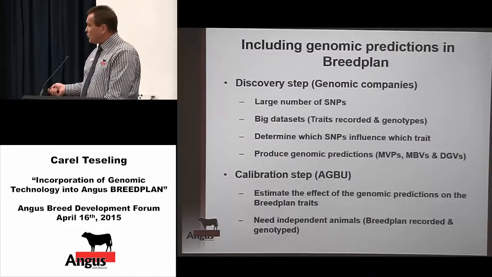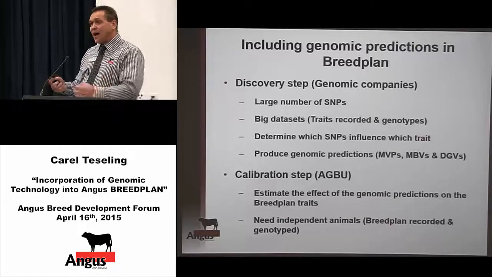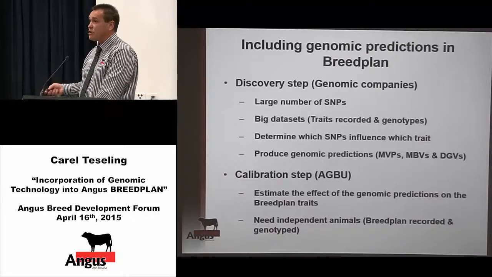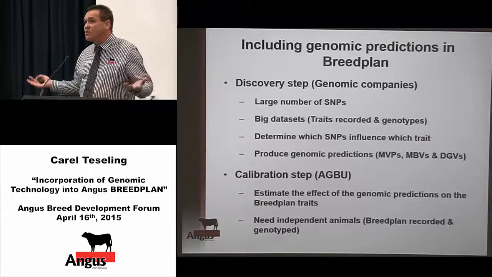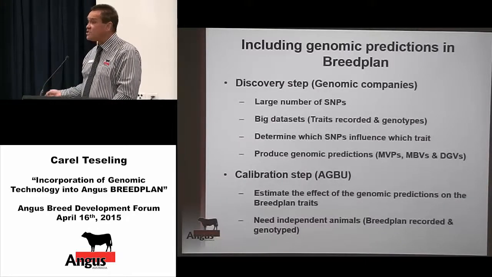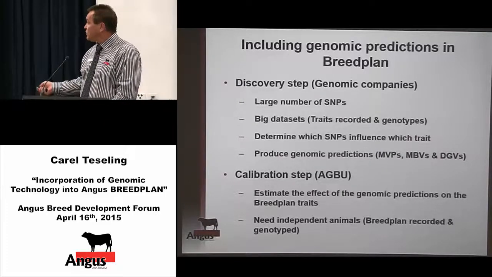But to do that, they also need independent animals. They need animals that have not been used in this discovery step, because if you use those same animals, you'll come up with the same answer as what the genomic companies have done. That's a challenge. Finding animals that are totally independent is one of our big challenges. That is where the sire benchmarking program is certainly helping us and will continue to help us in this step here.